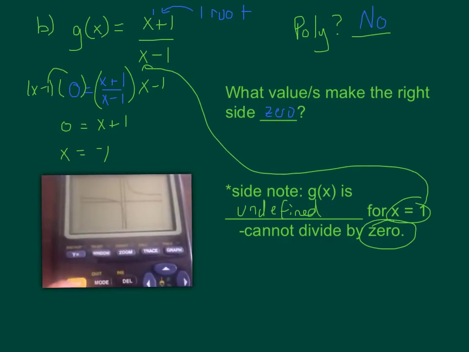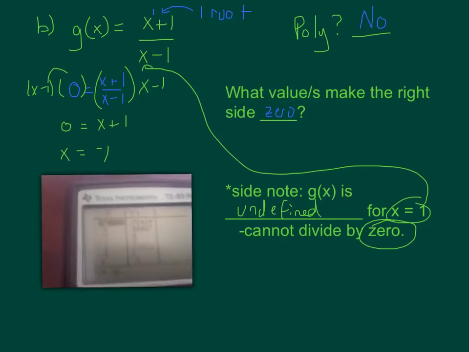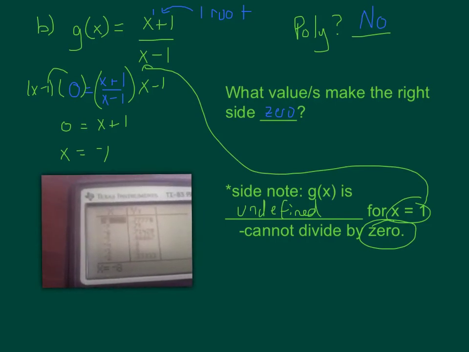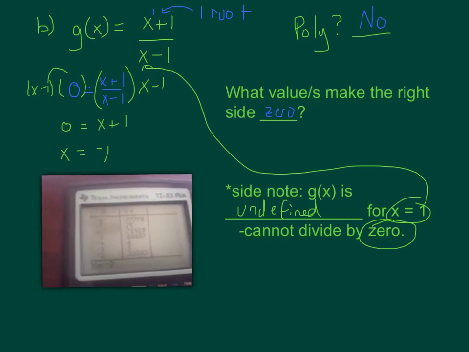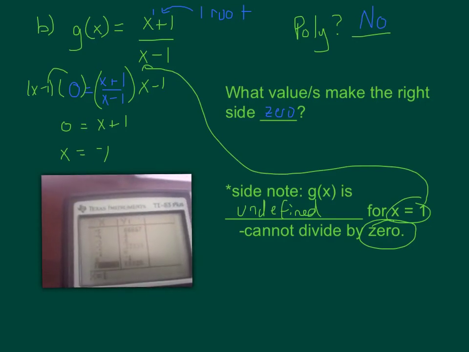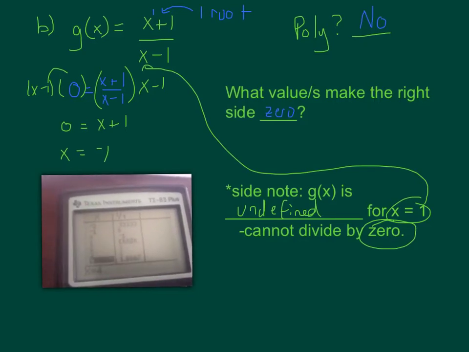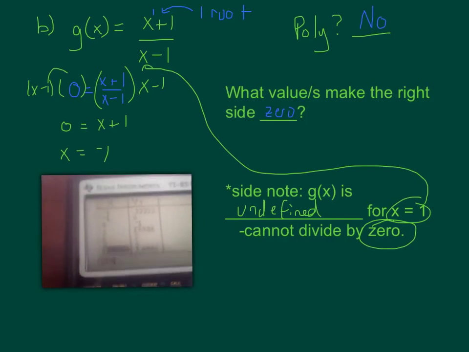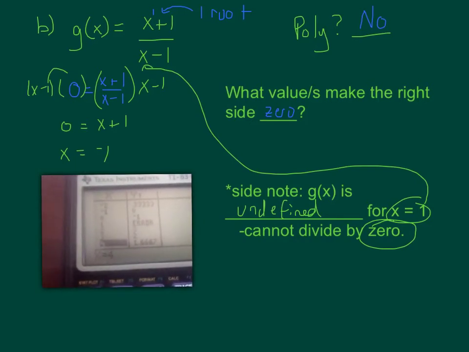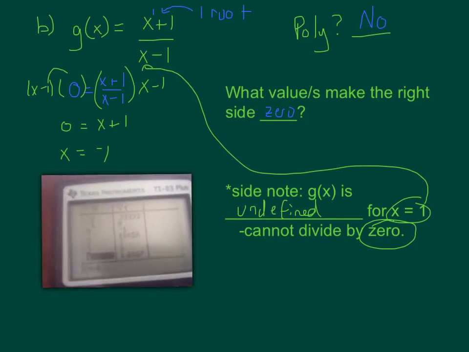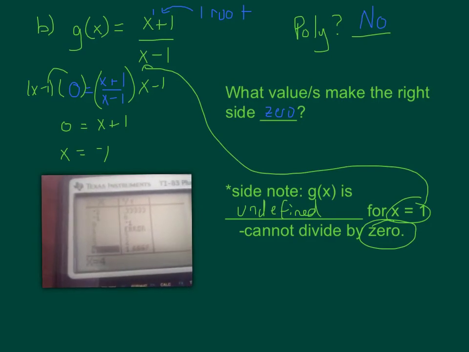In fact, if you go to your table, look right here at x equal 1. You get an error because x is not allowed to be 1. Every other value is defined. That's called a point of discontinuity. That's why this equation is not a polynomial.